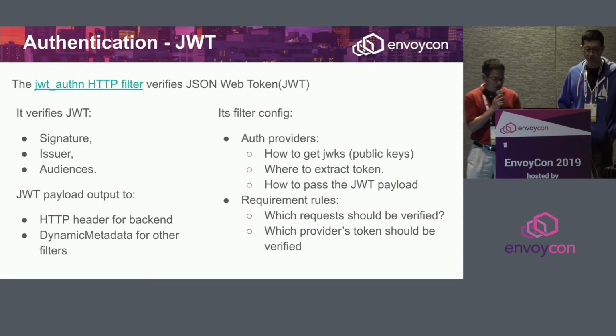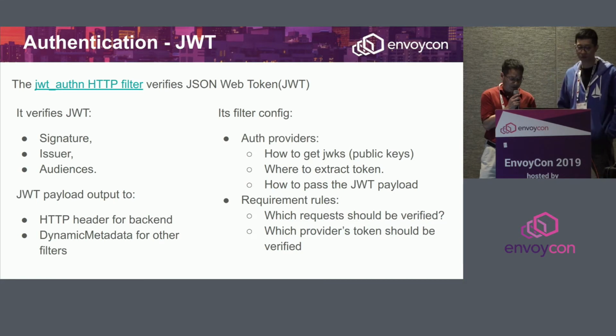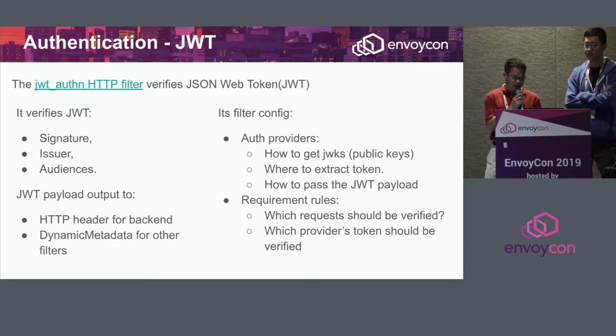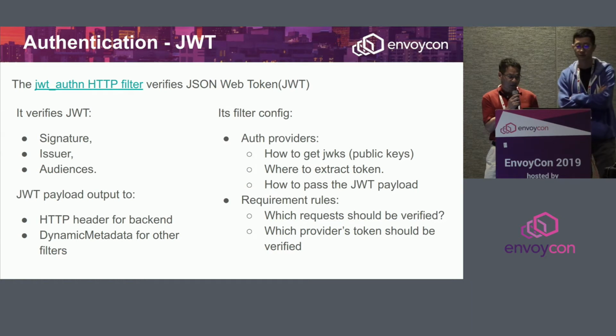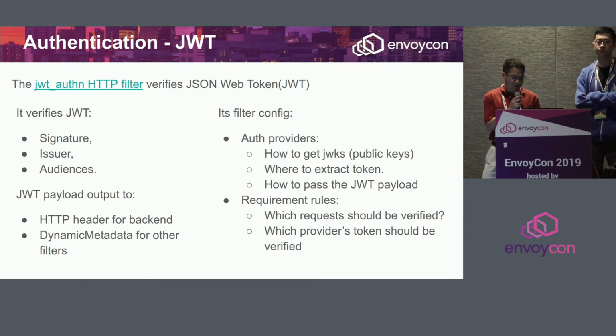The JWT filter is going to verify the JWT token. We verify its signature, issuer, and the audience. The filter config will also allow you to specify where to extract the public key for verification, and where to extract the JWT token. It also allows you to specify which requests have to enforce the verification.